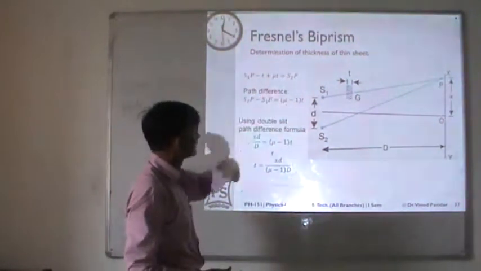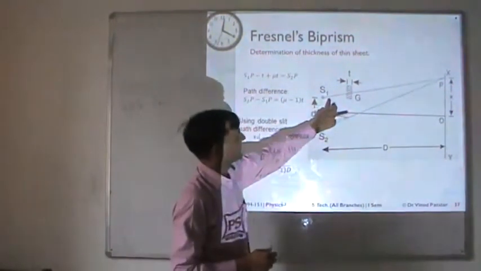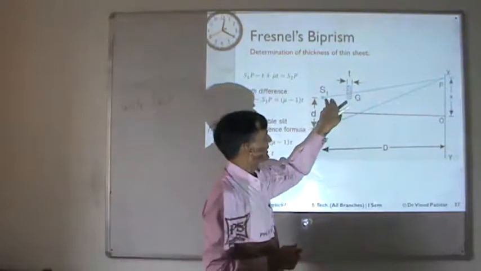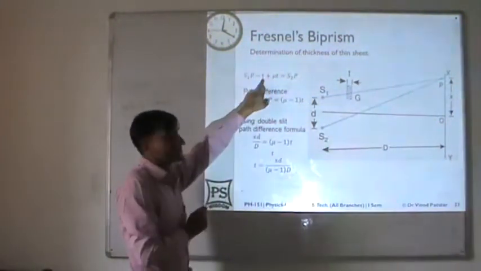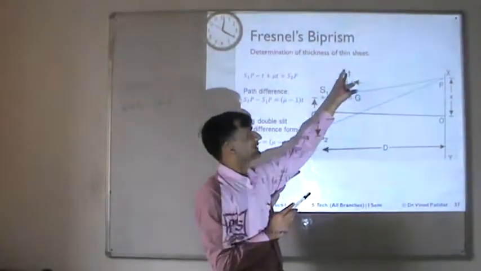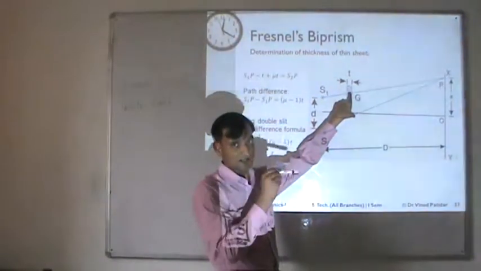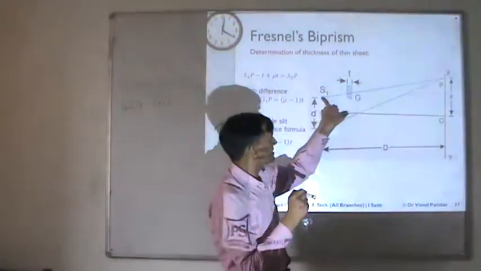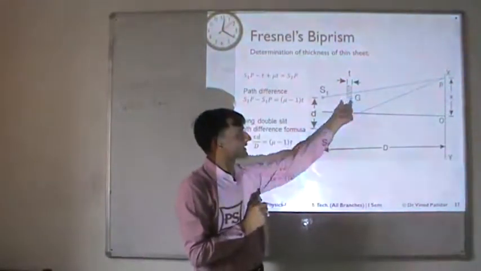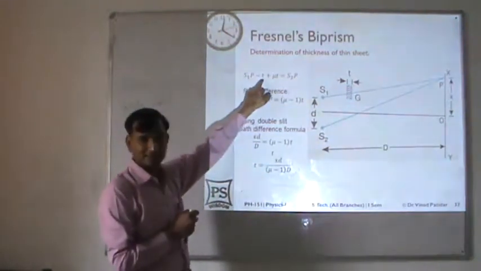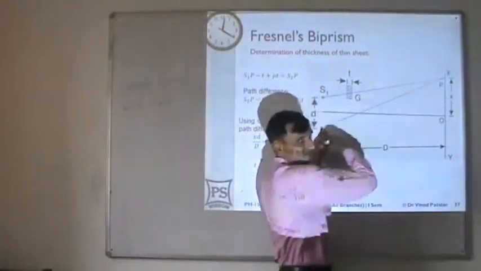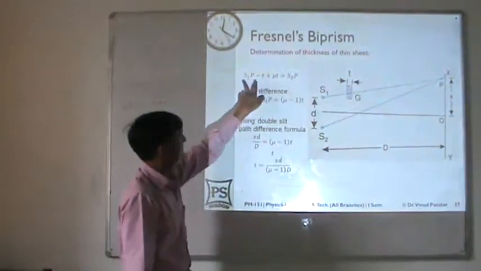Now I do a small mathematical calculation here. What is the path traveled by this wave when it is reaching the point P from S1? There is a small thickness, so I take S1P minus t, which is traveling in the air, plus a small distance t that this light ray travels in the medium of refractive index mu. If the refractive index of this thin material is mu, then the light ray which originated from this point and reaches the point P is traveling all the distance in air except the distance t. So (S1P minus t) into 1 plus mu into t is equal to S2P, because for this entire distance the wave is traveling in the air only. So this is equal to this.